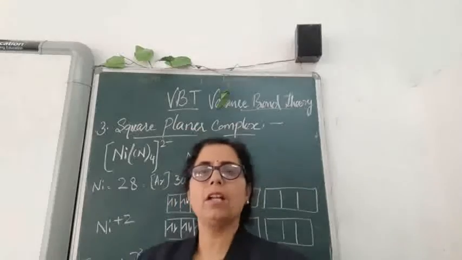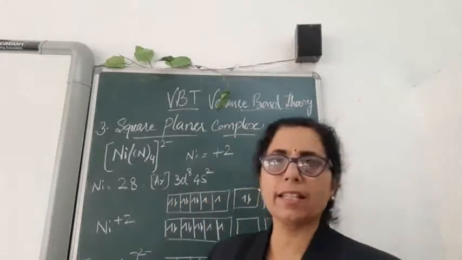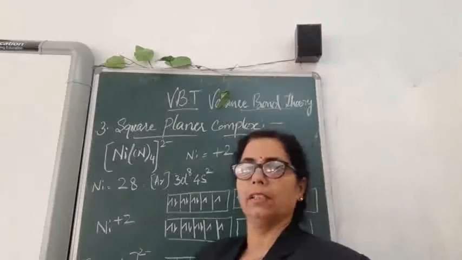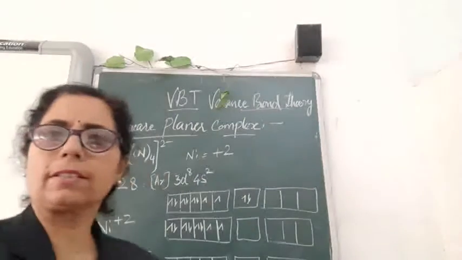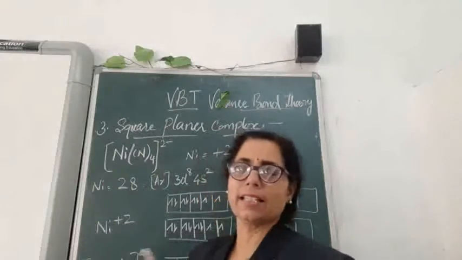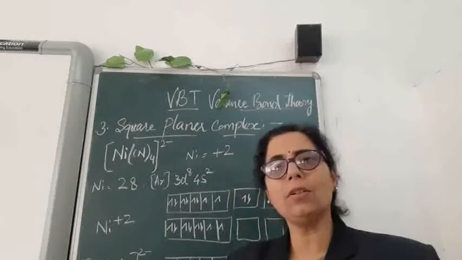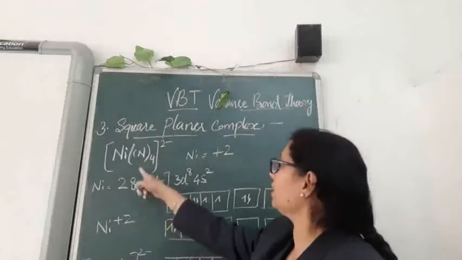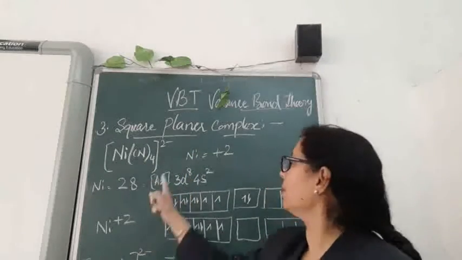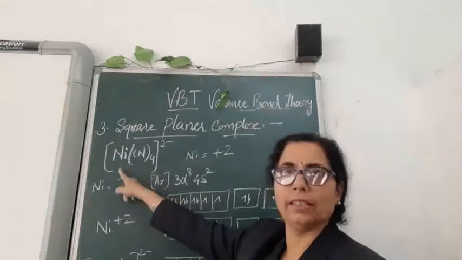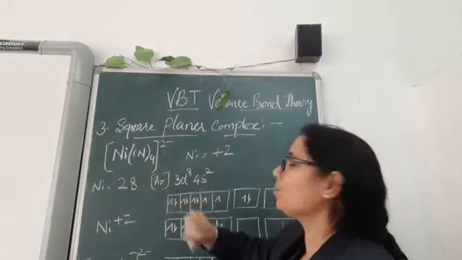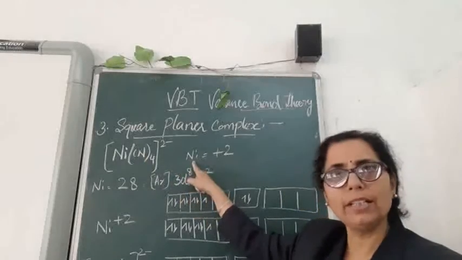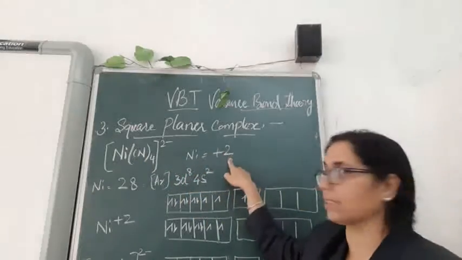Yes children, now we will talk about our next example, that is the square planar complex. In this example, we will see how the square planar structure is formed. We will again take the example of tetracyanonickel, having 2 valencies. After finding the oxidation state, we will come to know that nickel has +2 valency.